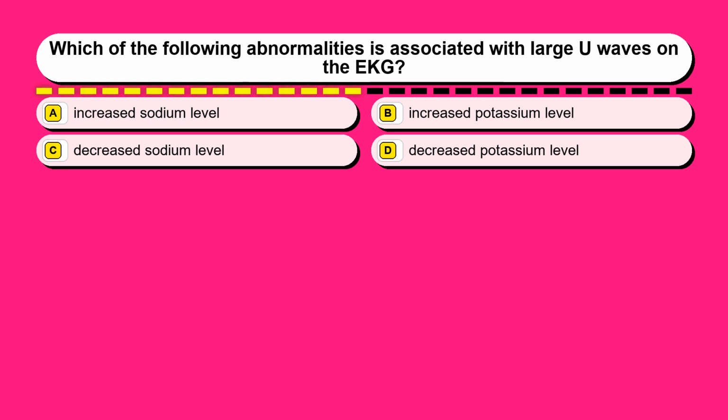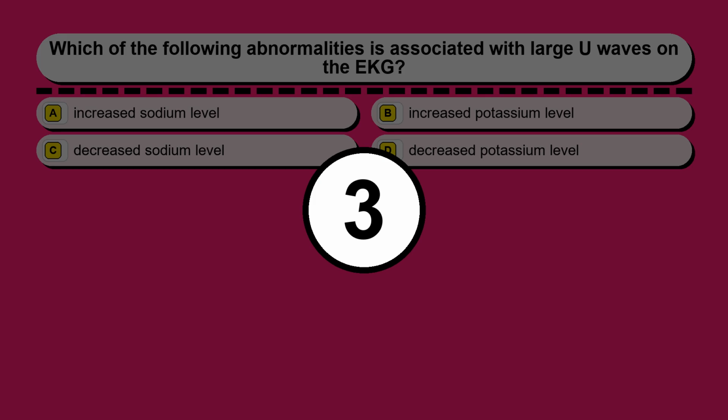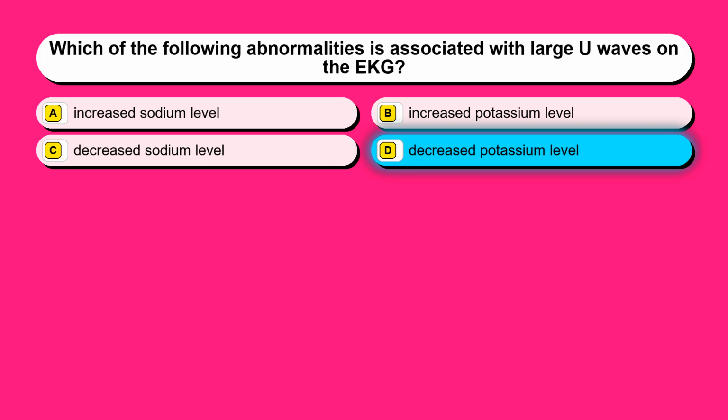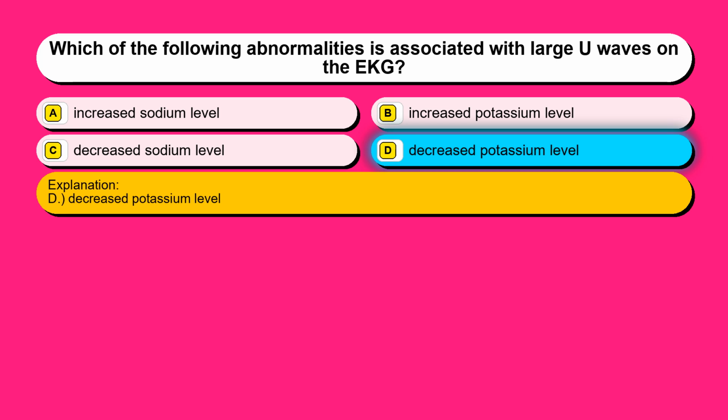Option A, increased sodium level. Option B, increased potassium level. Option C, decreased sodium level. Option D, decreased potassium level. The correct answer is option D, decreased potassium level. Question 47.